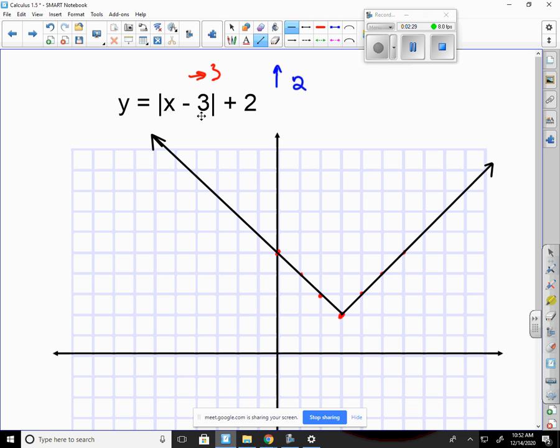It's inside the absolute values, it shifts it left and right. Remember, the negative goes right, positive goes left. If this was a minus 2 outside here, it would shift the whole graph down.